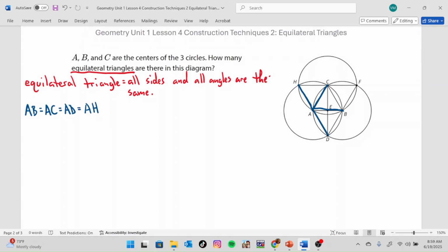Now let's look at circle B. Same thing. Every time we go from the center point B out to the circle itself, that line is going to be a radius, and all those radii are going to be the same length. So that means BF equals BC equals BA equals BD.